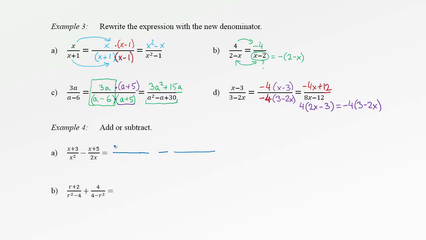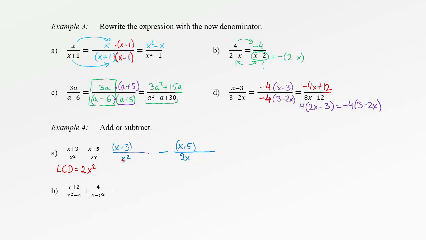First, let's copy the fractions as they were. So x plus 3 over x squared, and here x plus 5 over 2x. Now, since I want to have the same denominator, and I'm sure you know the LCD for these two denominators already, what is it? Well, we need to take the 2 and we need to take the x to the highest exponent. So our lowest common denominator will be 2x squared.